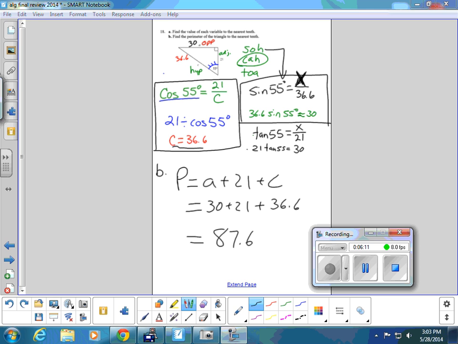So that's 87.6, and now let's just check, do they give us a unit of measurement? No, they don't. So we could just say 87.6 units. This is a word problem. You don't necessarily have to do a final sentence on it. You could say perimeter is 87.6 units.